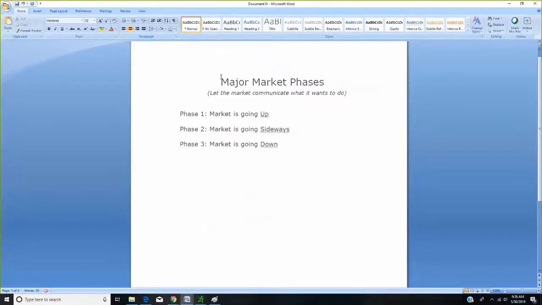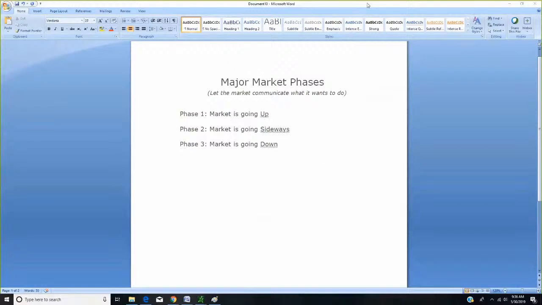Today we're going to talk about the major market phases, okay? What are the major market phases and why do they matter? One of the things I want to mention is that the market phases are the market's way of communicating what it wants to do. There are three major phases, but what we've got to understand is what the market is telling us, and trade in the direction that the market wants to go. Again, this is just an overview of the major market phases.